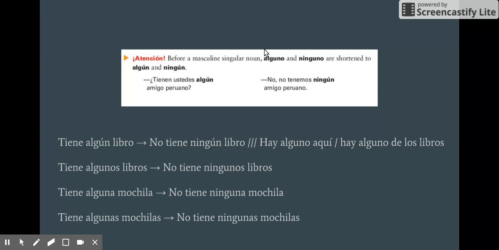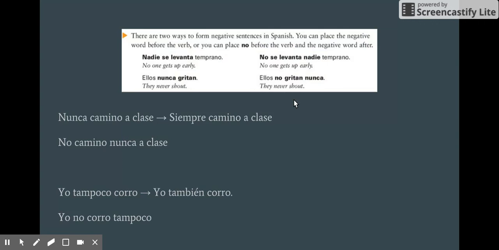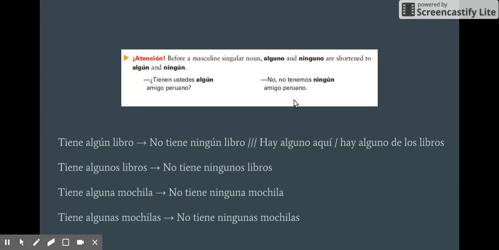One kind of tricky part too is alguno, algunos, ninguno. You can see there's just a lot of variations to it. Algunos, algún, ninguno, ningún. The main thing is that before a masculine singular noun, alguno and ninguno are changed to algún and ningún. So as you can see here, a masculine singular noun, libro, tiene algún libro o no tiene ningún libro. He has some book or he doesn't have any book. And then here's all the other forms of alguno, depending on if it's plural or masculine, singular, feminine, and so forth. Tiene algunos libros, tiene alguna mochila, tiene algunas mochilas.